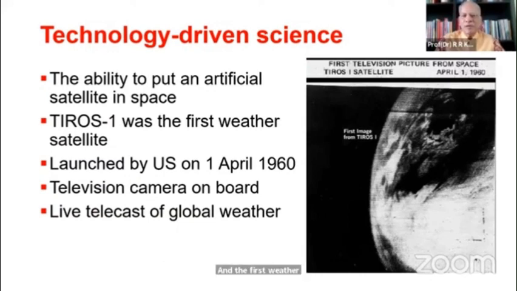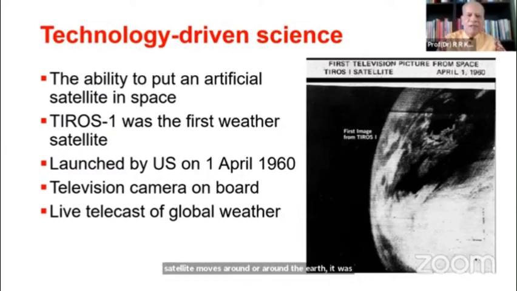The name was TIROS-1. The acronym TIROS had the letter T, and T stood for television. Because this first weather satellite had a TV camera on board, and it was giving us a live telecast of global weather. Live telecasts are not new for us. We have a live telecast of Wimbledon matches or a football event. But putting a television camera on board a satellite, and as the satellite moves around or orbits around the Earth, it was sending a live telecast of global weather.